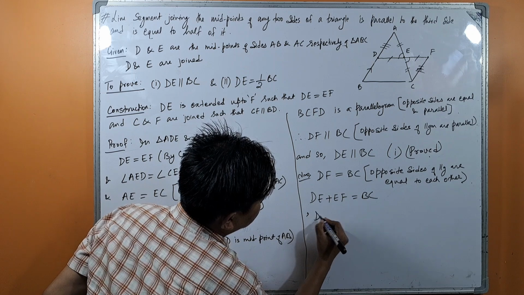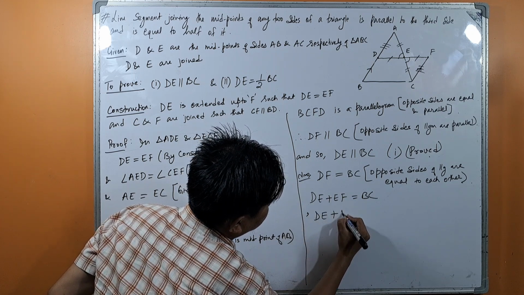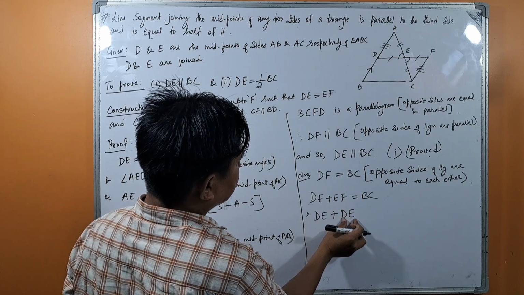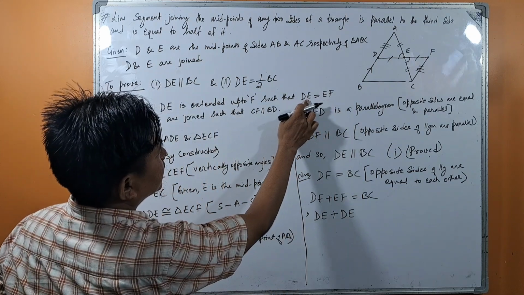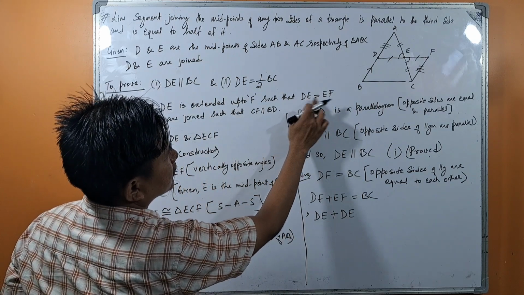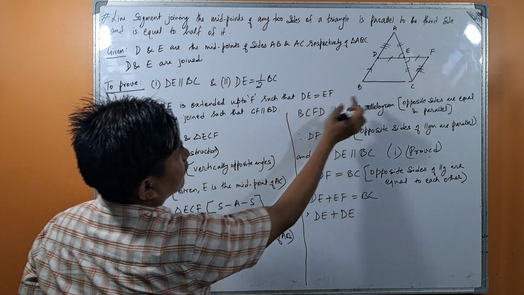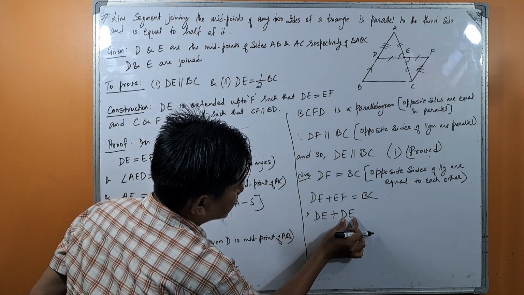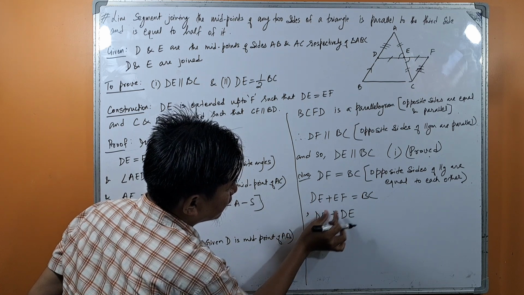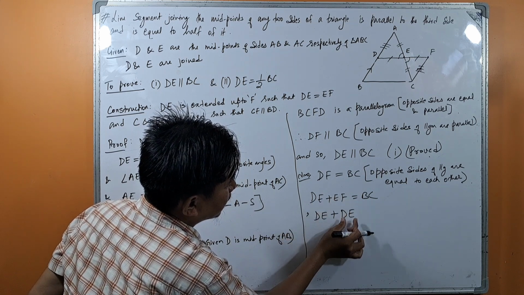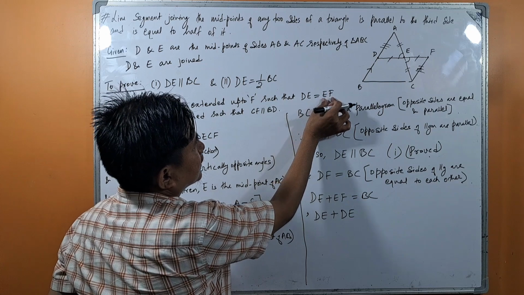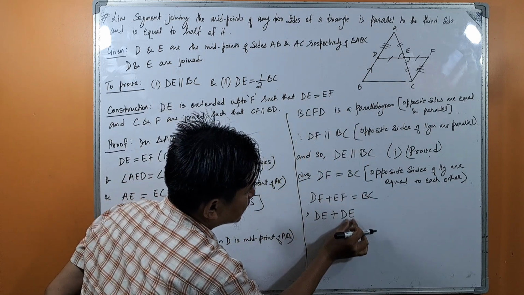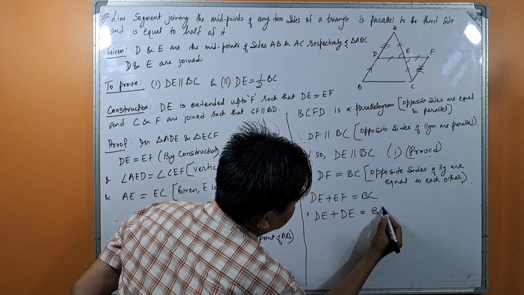Or we can write DE plus DE. EF and DE are equal by construction, isn't it? DE and EF are equal. So instead of EF I am writing DE. This DE we have here, and instead of this EF I am writing DE because DE and EF are equal by construction. So DE plus DE equal to BC.